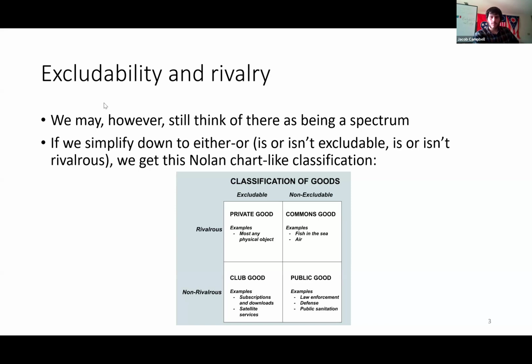So because of this, we may do better to think of excludability and rivalry as being a spectrum that runs between two ideal states. Think like a Platonic ideal. And if you've ever seen a Nolan chart before, you should be able to get this idea pretty easily. You've got one axis of excludability versus non-excludability. So at one extreme, you would have a perfectly excludable good. It costs nothing to stop people from using it, and you can stop them from using it perfectly. And at the other extreme, there is no possible way to prevent them from using it.